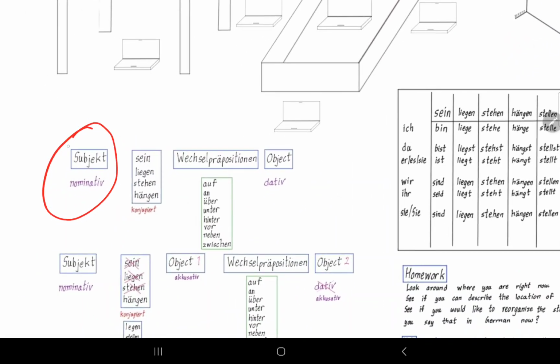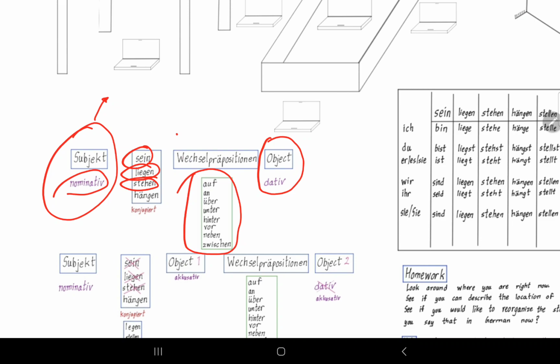All right, so this is basically what I have written over here. The subject will be in nominative case. I have told you the subject is almost always in nominative case. Then you can use sein, liegen, stehen, hängen. Again, for laptop you can use sein and you can use liegen. You can also use stehen, but you have to conjugate it accordingly, with respect to the subject. Then you will use one of these Wechselpräpositionen, and then the other object, for example the table or the box, will be in dative case.